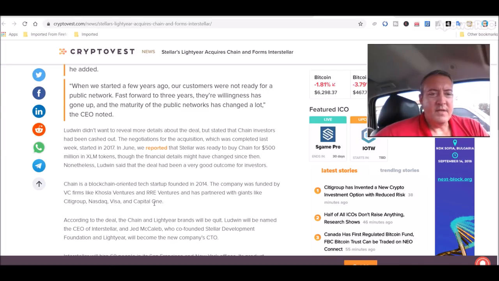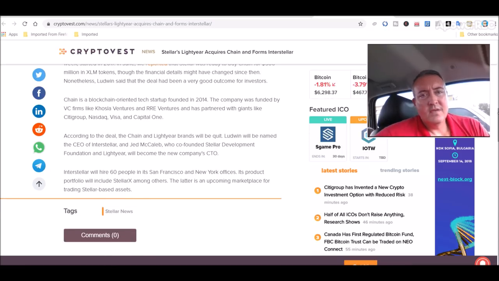Ludwin didn't want to reveal more details about the deal, but stated the Chain investors had been cashed out. The negotiations for the acquisition, which was completed last week, started in 2017. In June, we reported that Stellar was ready to buy Chain for $500 million in XLM tokens. Though the financial deals might have changed since then, nonetheless, Ludwin said that the deal has been a very good outcome for investors. So again, Stellar Lumens in the news, doing good things, have an actual working product, and working with some big companies out there, doing good things for the cryptocurrency market.